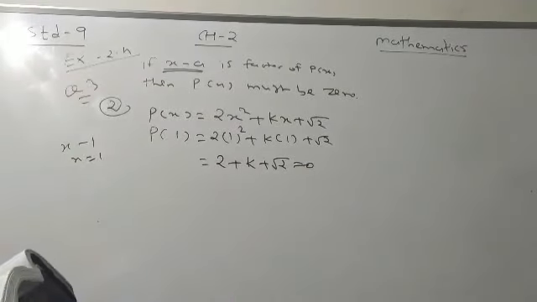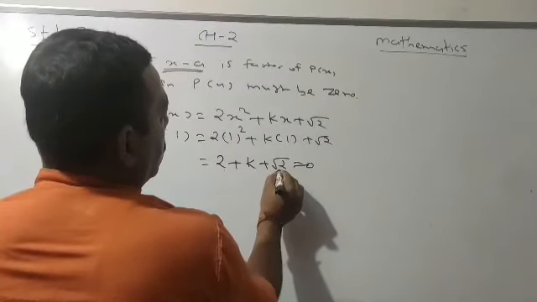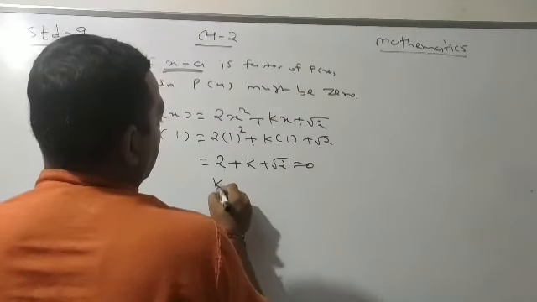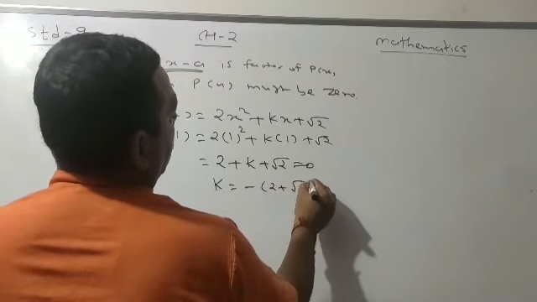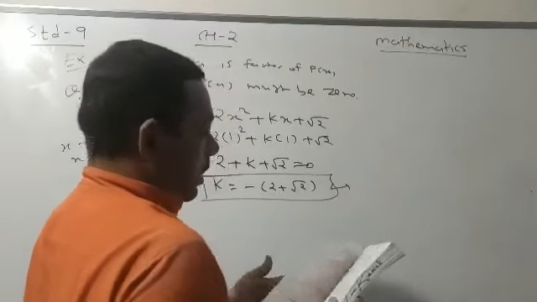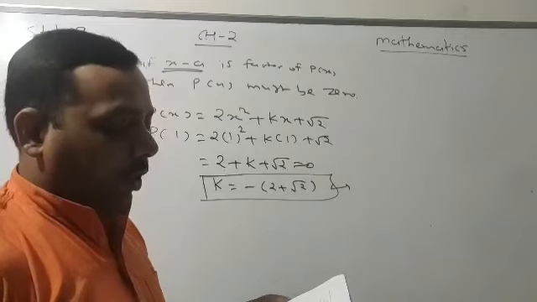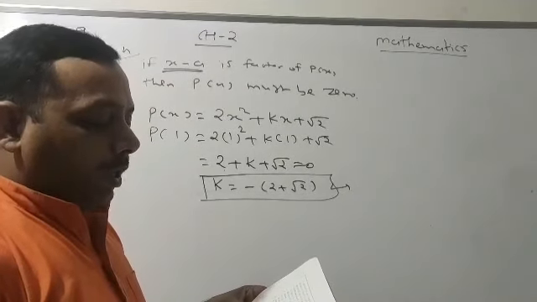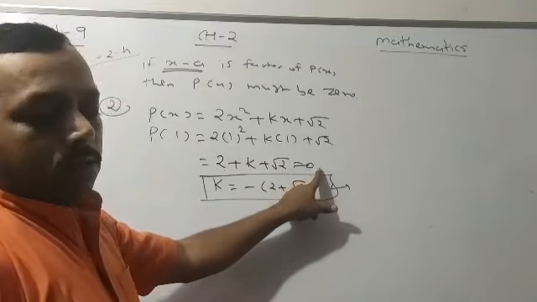As we know that x minus 1 is a factor, p of 1 is 0. So 2 plus root 2 will shift to that side. So k is equal to minus of 2 plus root 2. This is the final answer for k. Now I will give you the remaining 2 questions as homework. You have to do the same thing. Wherever you see x, you have to substitute 1, and at last you have to consider the answer 0.